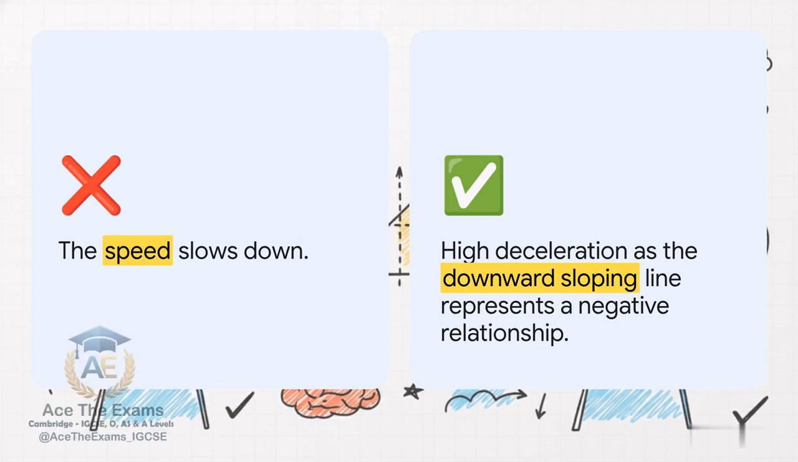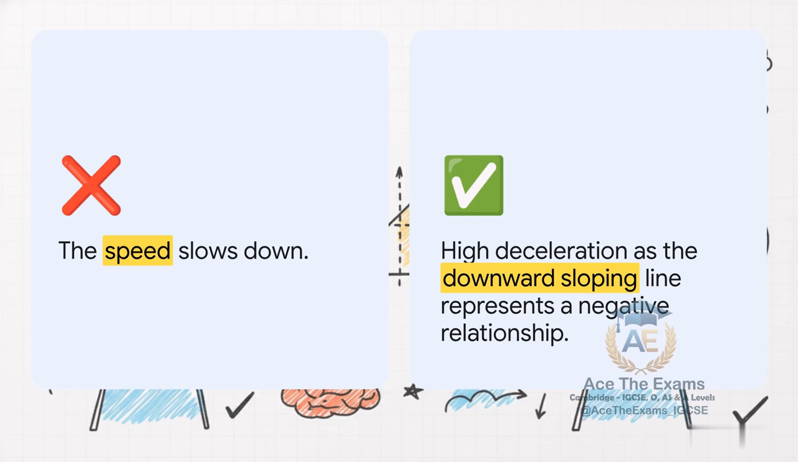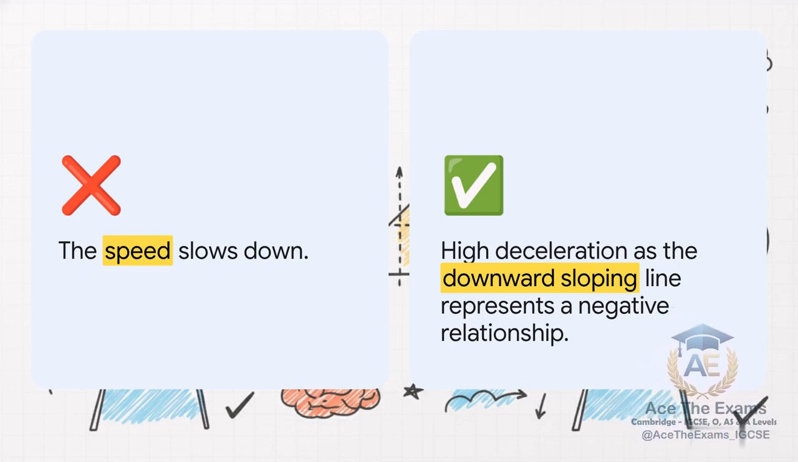Honestly, this comparison brilliantly illustrates the difference in what we're talking about here. Take a look at the flawed answer. Speed slows down. It's incredibly vague, it's conversational, and, as we just established, it earns absolutely nothing. Now, contrast that with the top band answer. High deceleration as the downward sloping line represents a negative relationship. Do you see the profound difference there? It's night and day. The top band answer doesn't just state some casual, everyday observation. It actually proves the physics using geometric evidence straight from the graph, and then it wraps the whole thing up in precise examiner-approved vocabulary. That is how you secure the bag.